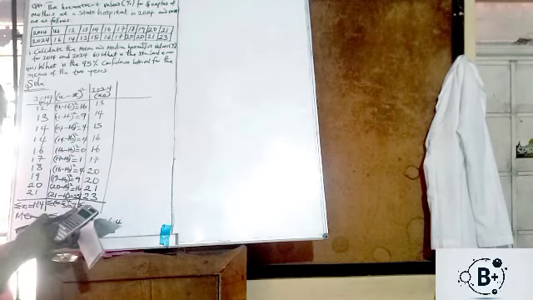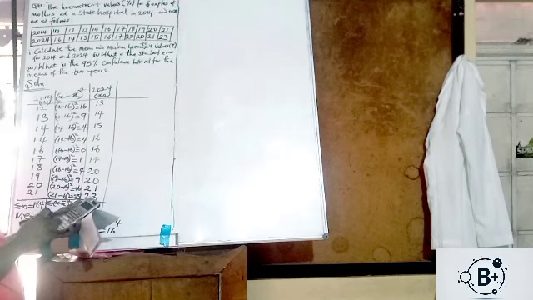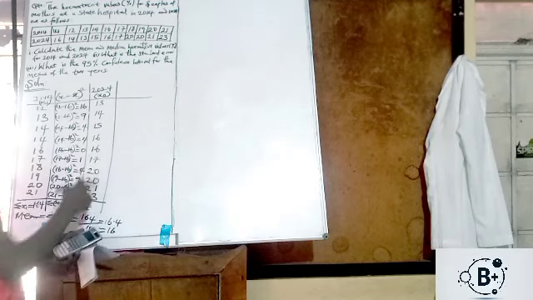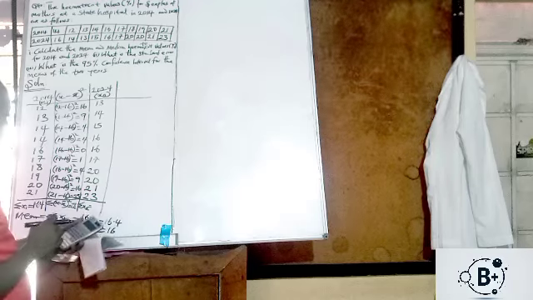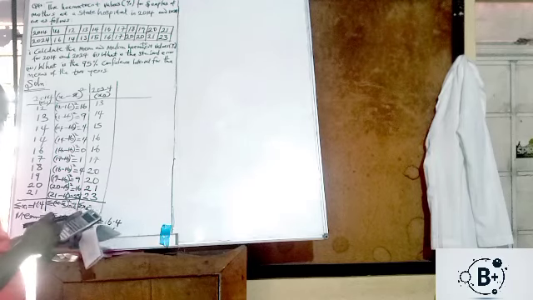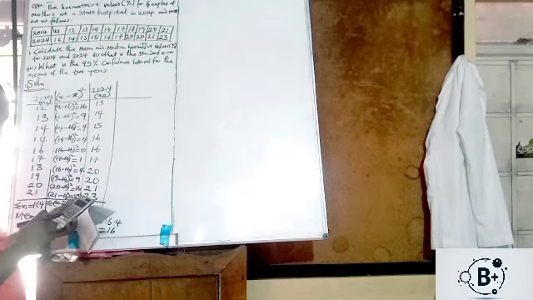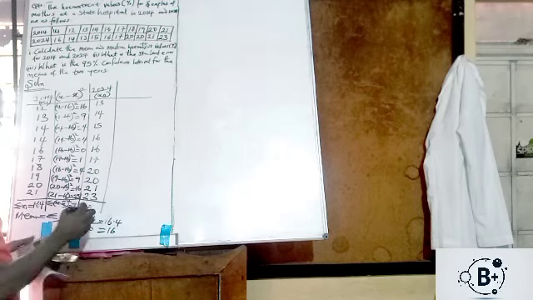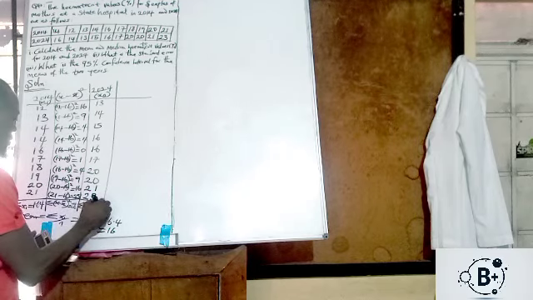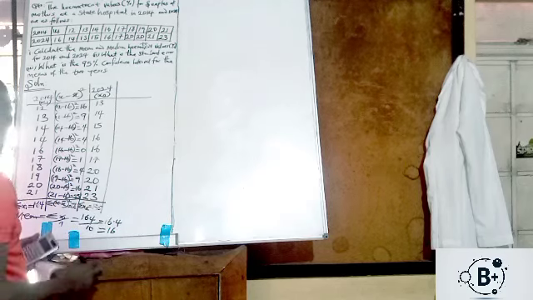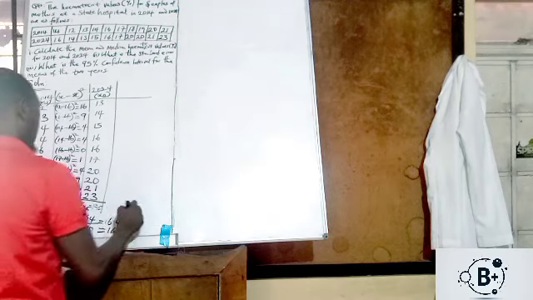Then 17 plus 20 plus 20. 20 also is occurring twice, so I'm computing it twice. Plus 21 plus 23. That gives us 175. So this is 175. Now, what is the mean?